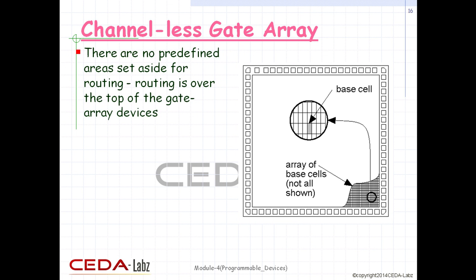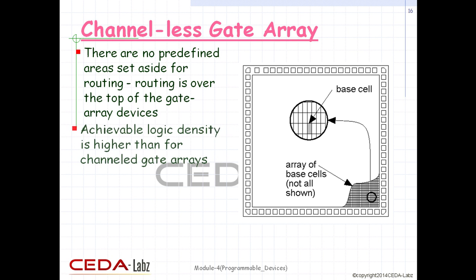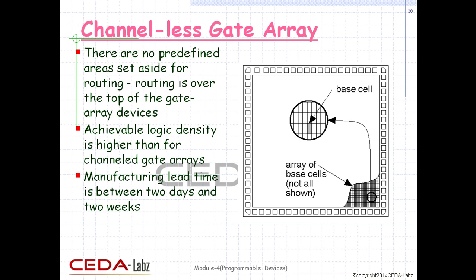In this type of ASIC, there will be no predefined or defined spaces between rows of cells. For routing, connections are established over the top of the gate array device, as there is no free space between rows of cells in the device. The logic density of this device is high compared to channeled gate array ASIC. Manufacturing time in this type of ASIC is from 2 days to 2 weeks.